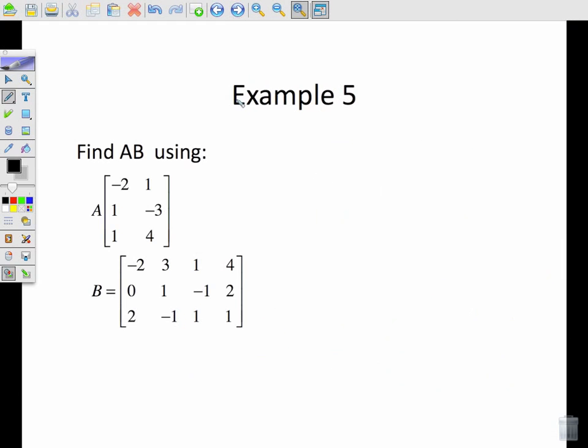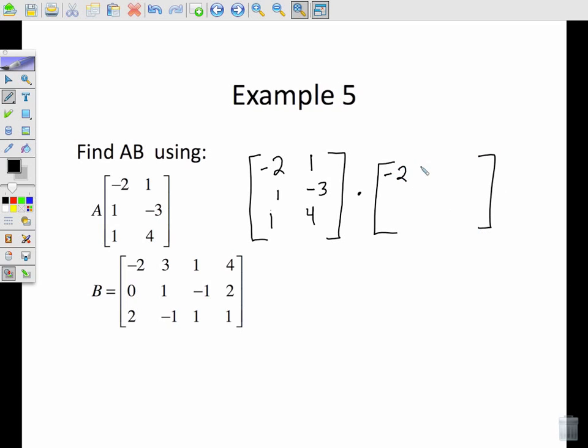All right, so something to keep in mind is when we are multiplying matrices, the size of the matrix is going to matter, just as it did with addition. Here's what we need to know. If I am taking this matrix A, -2, 1, 1, -3, 1, 4, and multiplying it by matrix B, which is a 3 by 4.